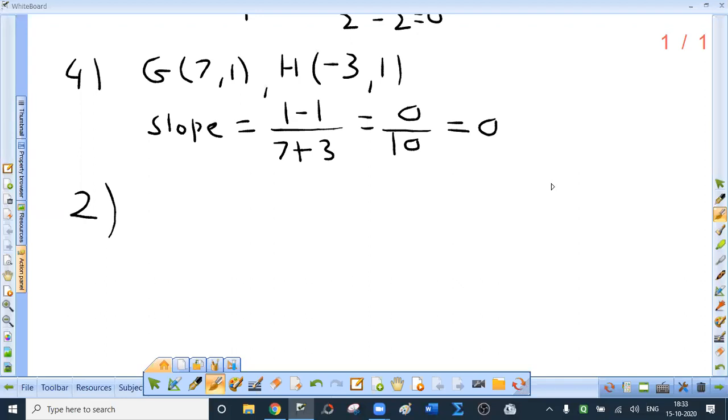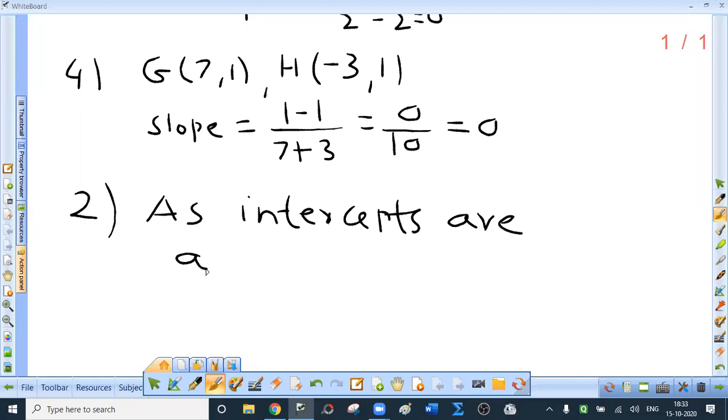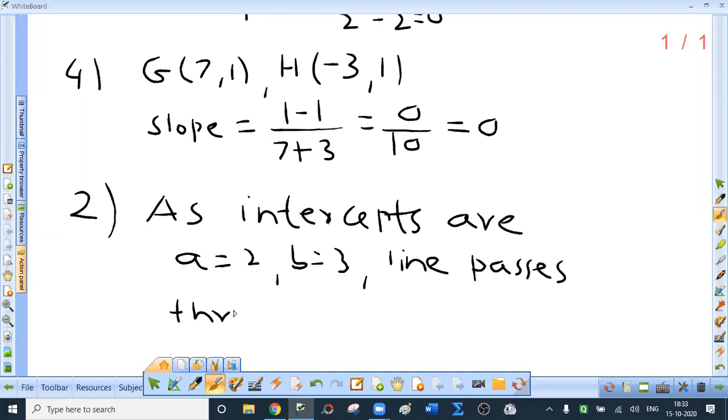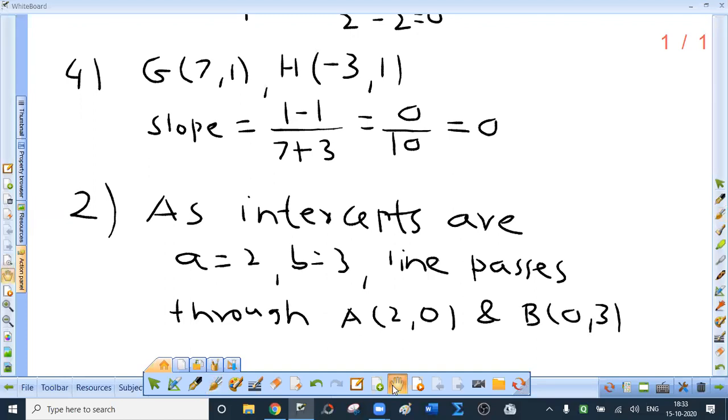Second, if the x and y intercepts of the line L are 2 and 3 respectively, then find the slope of the line. As the intercepts are a equal to 2, b equal to 3, the line passes through which points? The line passes through A (2, 0) and B (0, 3). This is the definition of intercept.